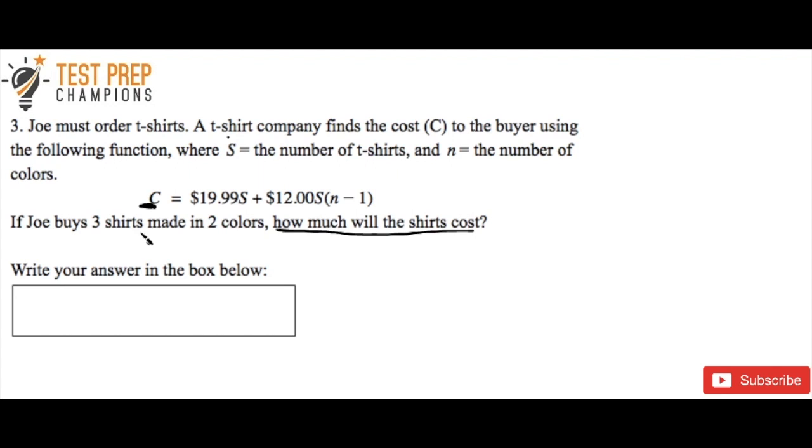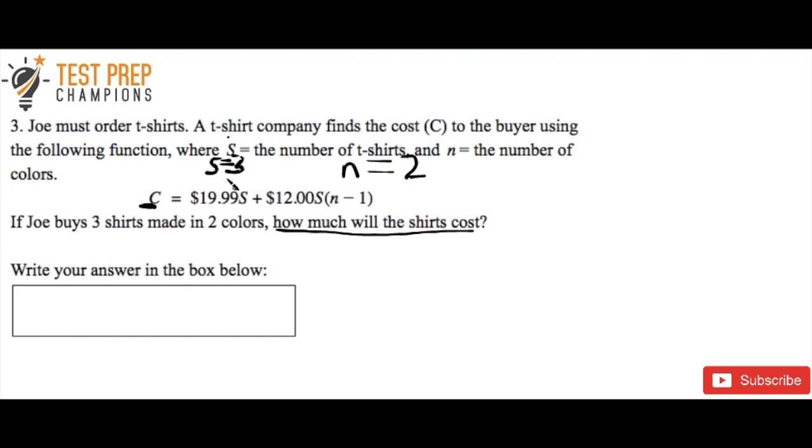And so let's look at what we're given. So if Joe buys 3 shirts, and we know up here that S is equal to the number of t-shirts. So we know that S is equal to 3 because he's buying 3 shirts. And they're made in 2 colors. So it tells us that N is equal to the number of colors, right? So, and we know that there's 3 colors. So, or I'm sorry, 2 colors. So we have N equals 2. So S equals 3 and N equals 2.